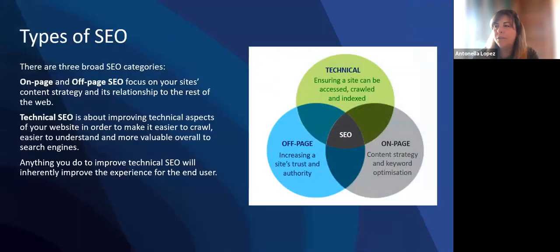Now, there are 3 categories of SEO. There's on page and off page, which focuses on your site's content, and by content I mean the story, the words, the text. So it focuses on your site's content strategy and its relationship to the rest of the web. That means how that content is mixed up online with everybody else's content.